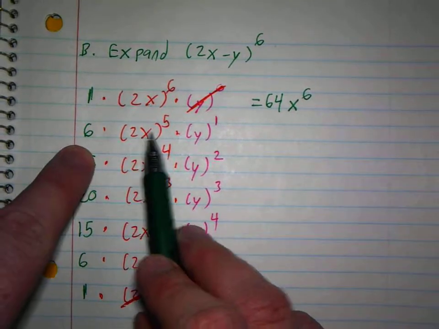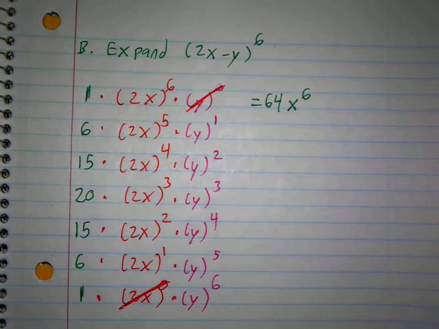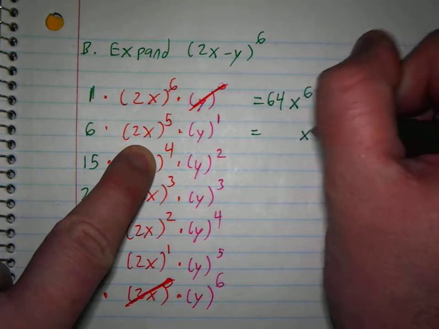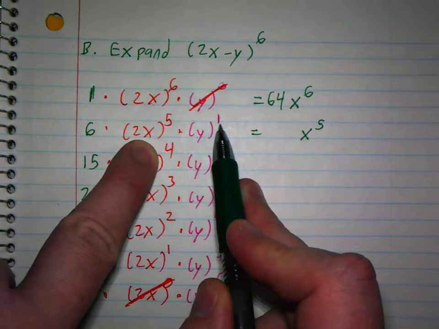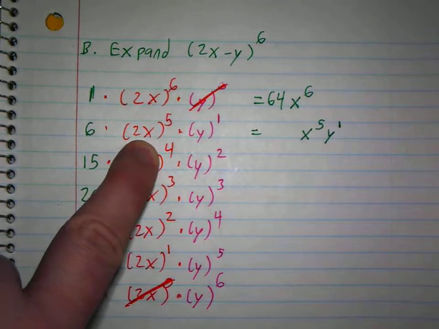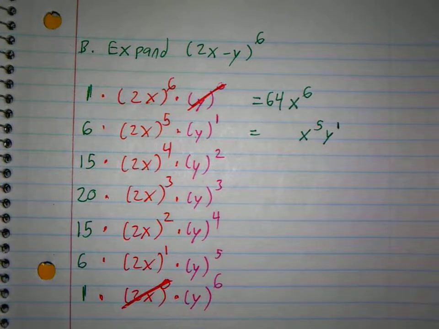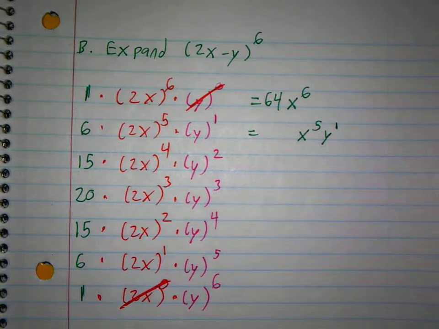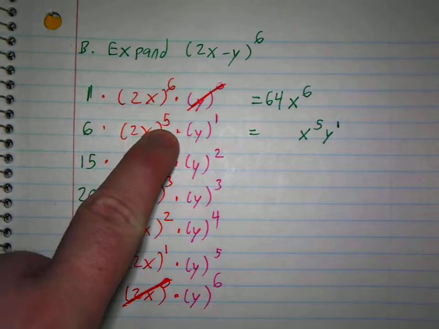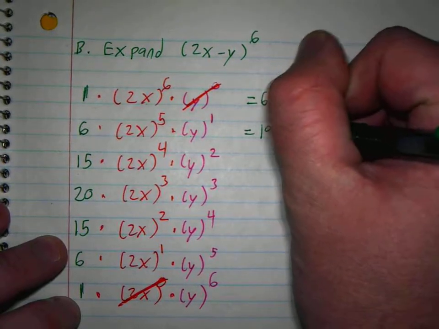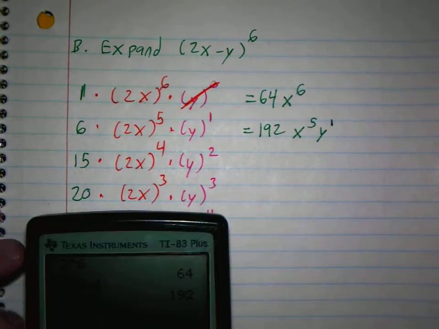Now here, and I like taking care of the variables first and then doing the numbers. So here I have x to the 5th. And I also have y to the 1, right? And you always put x before y. And then 2 to the 5th is what? And then I have to take 2 to the 5th times 6. So 2 to the 5th times 6, 192. Right?